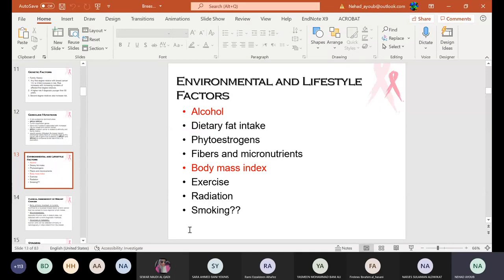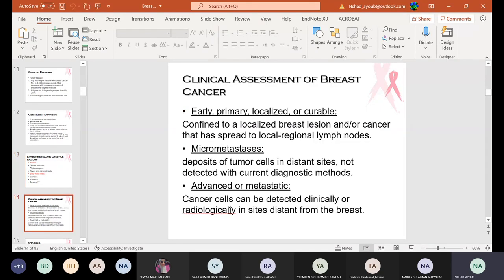Okay, radiation can cause it, especially chest radiation. Smoking so far does not have very strong evidence that it is related to breast cancer. Okay, I'll stop here. We will not talk about staging this time. We'll do it next time, God willing.